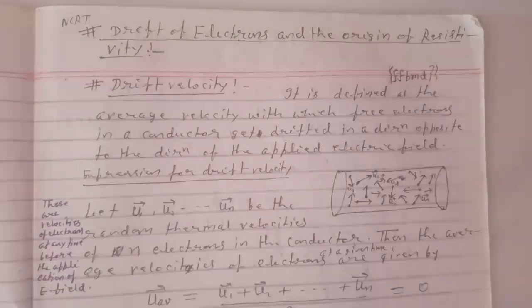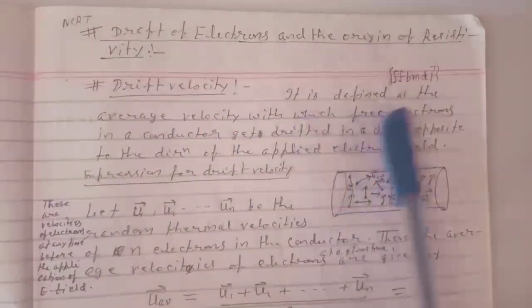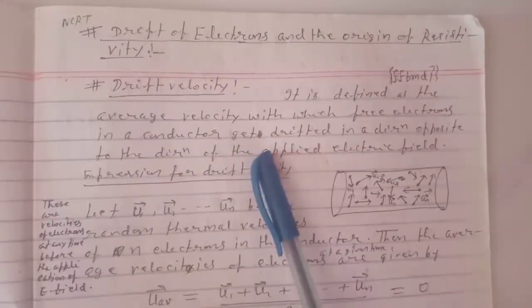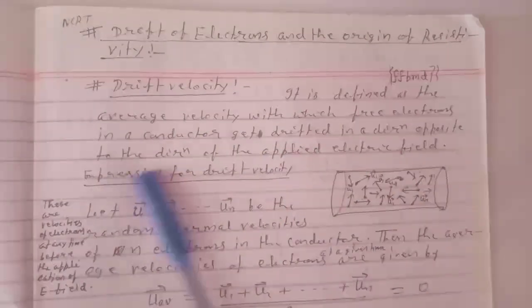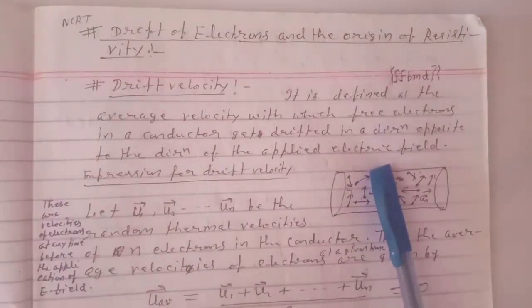Today's topic is drift of electrons and the origin of resistivity. Drift velocity. It is defined as the average velocity with which free electrons in a conductor get drifted in a direction opposite to the direction of the applied electric field.